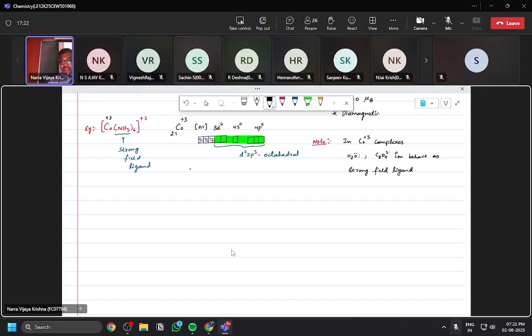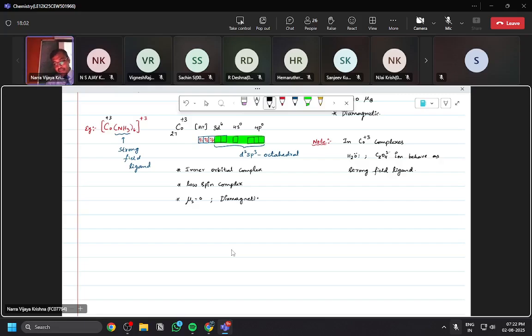That's why we call this complex an inner orbital complex. Are you able to understand? 3d belongs to inner orbit. Outermost orbit is 4s, 4p and 4d. Instead of that, d orbitals of 3d are involved. So we call this an inner orbital complex. Low spin or high spin? Mu. Therefore, it is low spin.